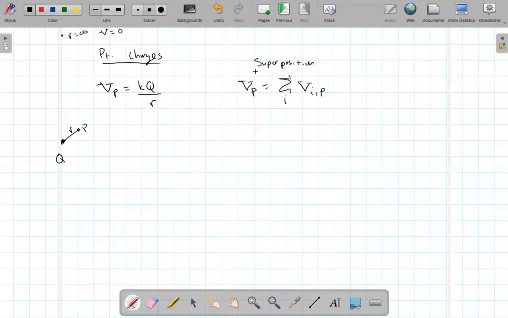The nice thing about this is that it's not a vector summation. It is simply a scalar summation. So I don't have to worry about directions and all that kind of good stuff. The only thing I care about is what it's actually doing.